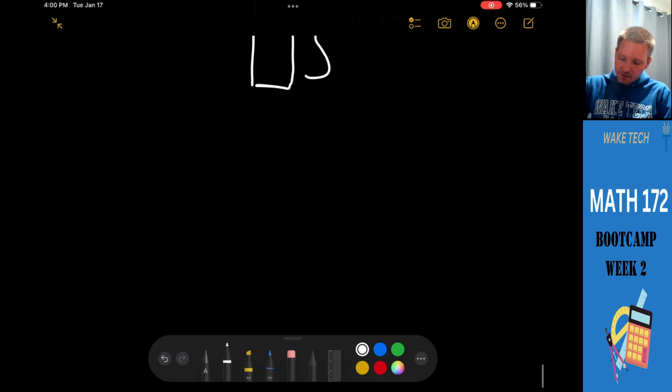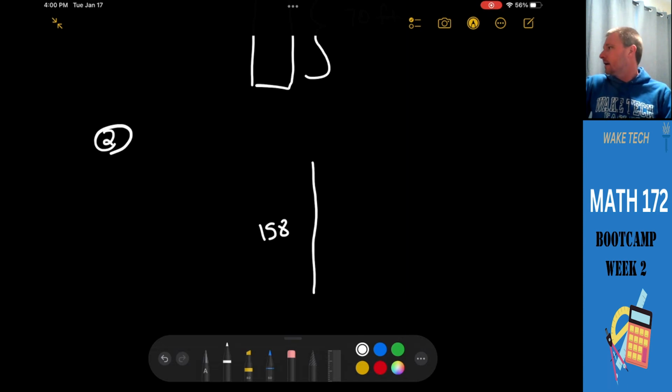So here's number two, still off of page 9. These folks are in a lighthouse. When they get to the top of it, they're 158 feet in the air. They can see their beach house, so it's going to be somewhere over here, and they can see it with an angle of depression of 60 degrees.